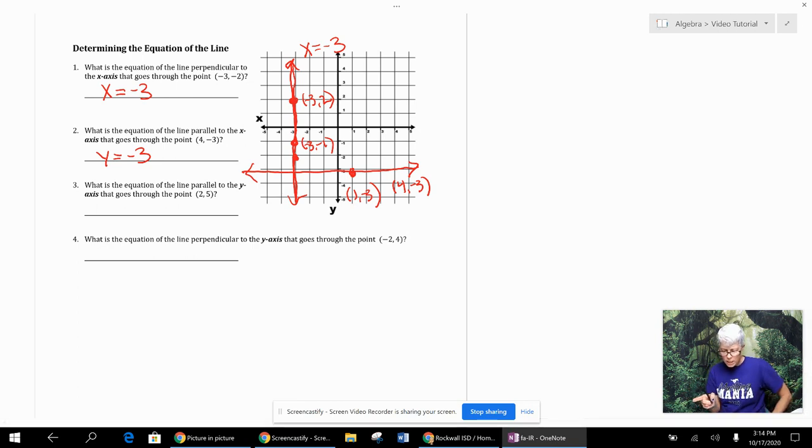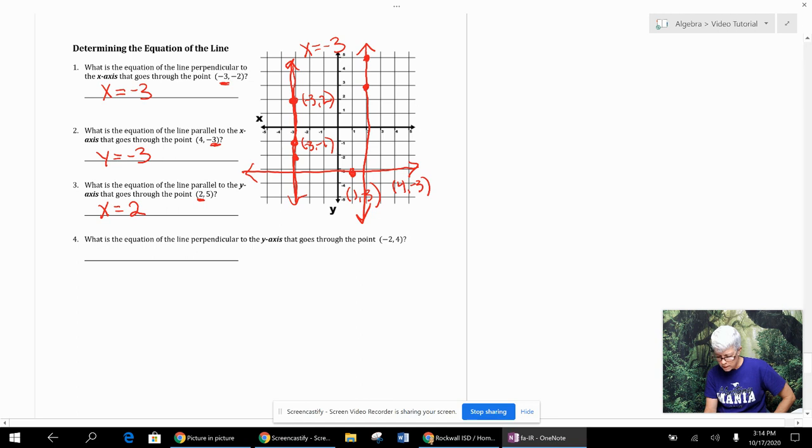Number 3, what is the equation of the line parallel to the y-axis that goes through 2, 5? I find 2, 5, and I want a line that's parallel to the y-axis. So the y-axis is vertical, so I'm going to make an up and down line. And then what is that? Is that an x or a y line? Well, it crosses over the x-axis. So I'm going to go with an x line. x equals, and you look over here, you can see x equals 2, which, by the way, look at this. y is -3 here. x is -3 here. So x is 2.